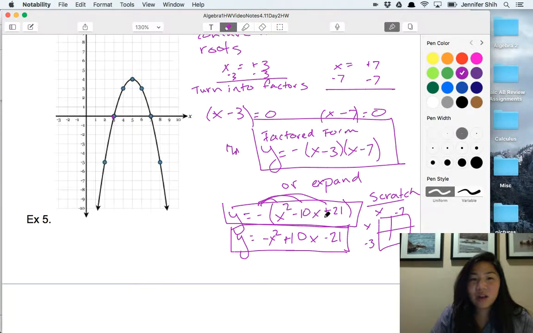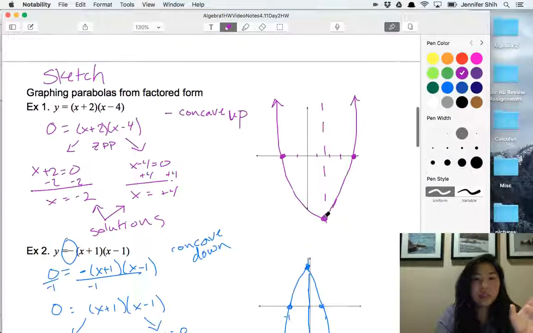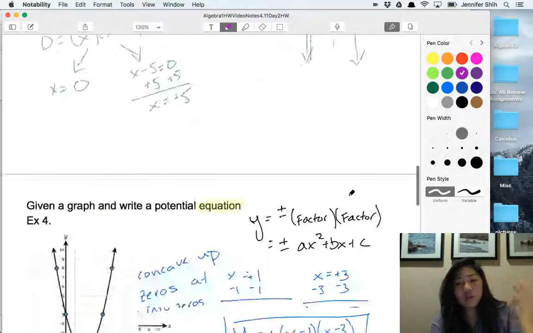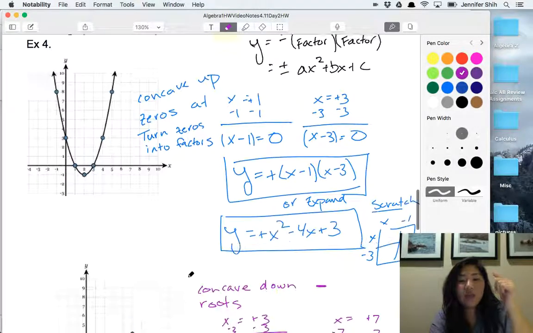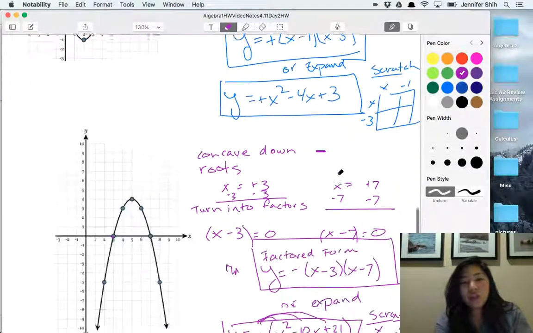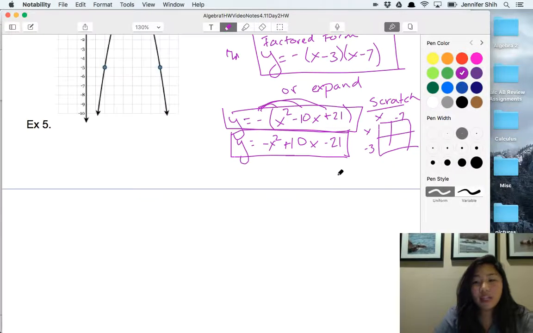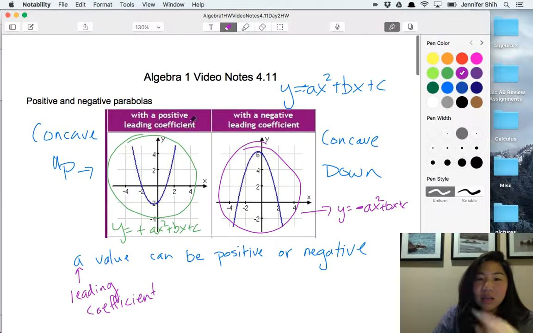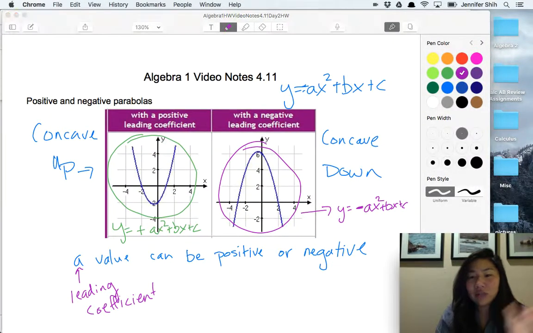Go ahead and summarize. To recap this video, there was a really big important play between taking an equation and then sketching a graph, and then doing the reverse, where I give you the graph and you have to give me a potential equation. Make sure you write in your summary about concave up and concave down, and what that means for the leading coefficient. I'll leave you with this: positive leading coefficient and negative leading coefficient.